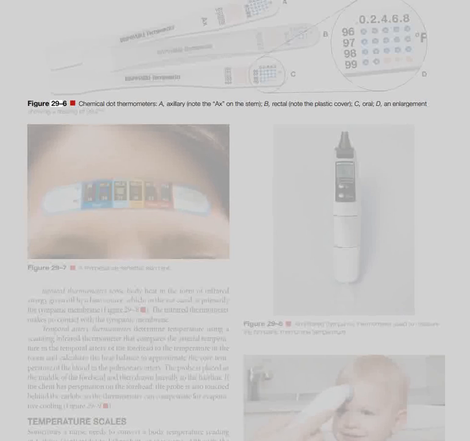Figure 29-6, chemical dot thermometers. A. Axillary. Note the Ax on the stem. B. Rectal. Note the plastic cover. C. Oral. D. An enlargement showing a reading of 99.2 degrees Fahrenheit.